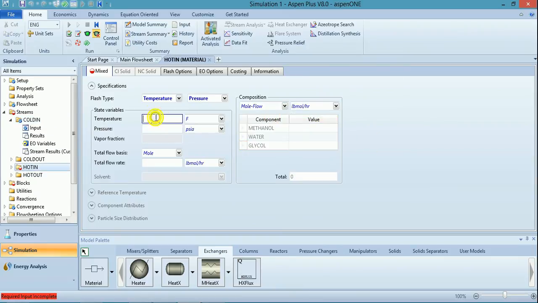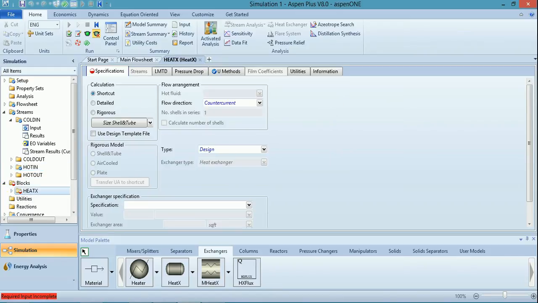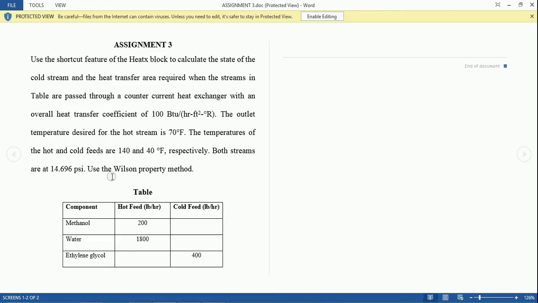The flow rate of glycol in the cold stream. Glycol is a coolant. The flow rate is given as 400. It's in mass flow, so it's 400 lbs per hour. For the hot inlet stream, the temperature is 140 degrees Fahrenheit. The pressure is 14.696 psi. And the flow rates of methanol and water, we'll first change it to mass flow rate. The flow rates of methanol and water are 200 and 1800 lbs per hour respectively.